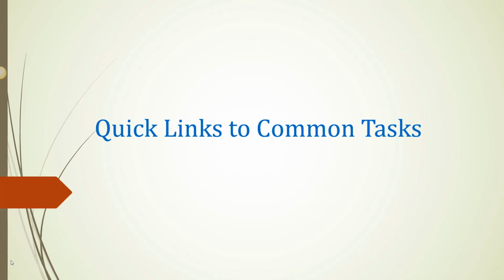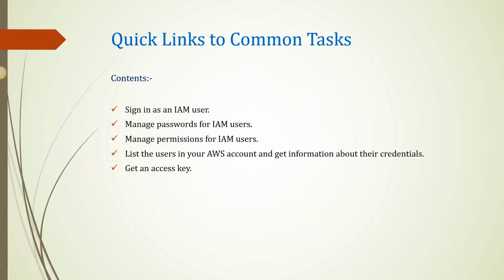Now let's talk about quick links to common tasks. The contents are: sign in as an IAM user, manage password for IAM user, manage permissions for IAM users, list the users in your AWS account and get information about their credentials, and last is get access key.